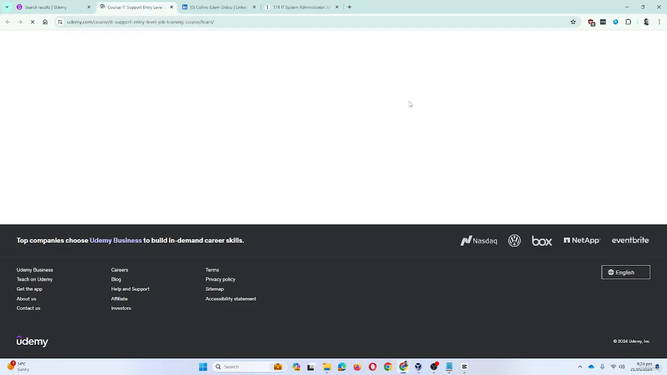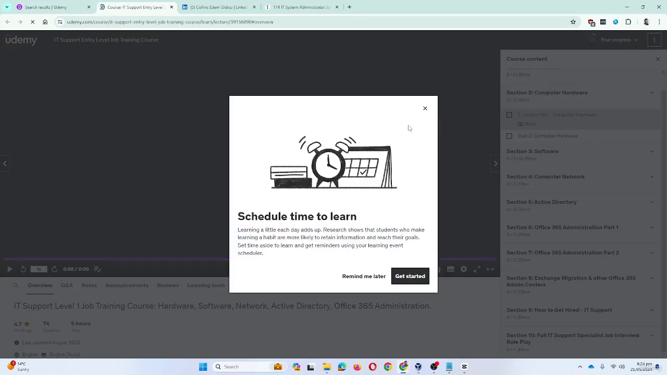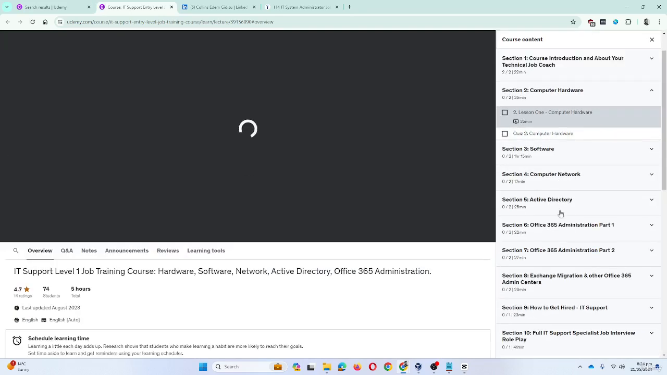For instance, if you go to the preview of this course, you'd find information on things to do with computer hardware, software, network, Active Directory, Office 365, and then how to get hired at entry level.